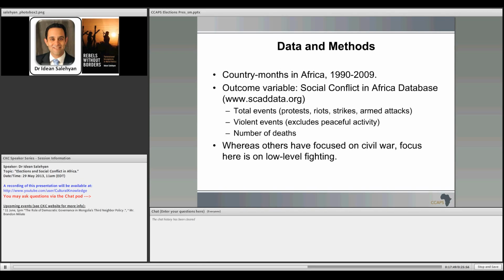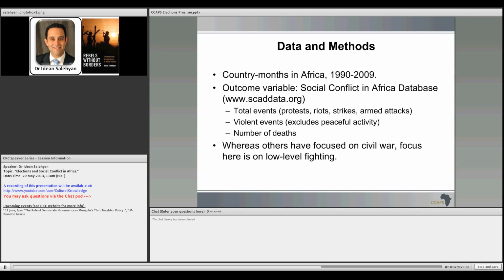But we do note that not all social conflict is necessarily bad. In particular, we would expect that during elections you would see more mass organized rallies. And some of those peaceful protests, so long as they stay peaceful, can be seen as part of a healthy democracy, that people are willing to go out into the streets and to voice their concerns, to press their demands that way. So then we partition the data and we look only at violent events. So these are riots, armed attacks, things that have a more deleterious effect on society. And we also count the number of deaths within those months.